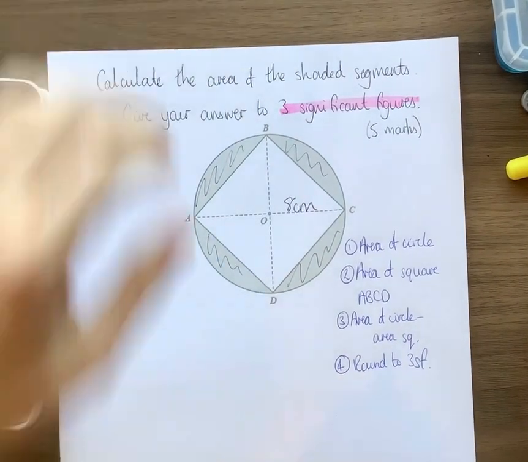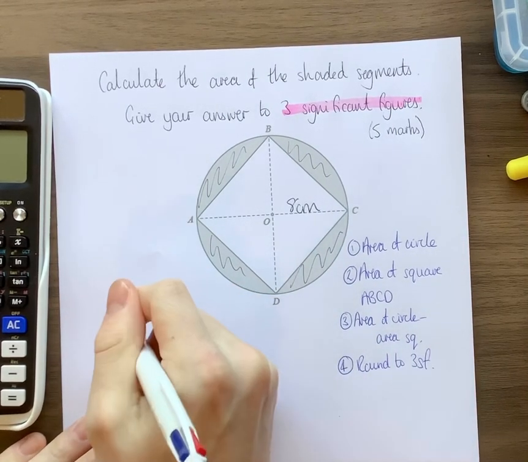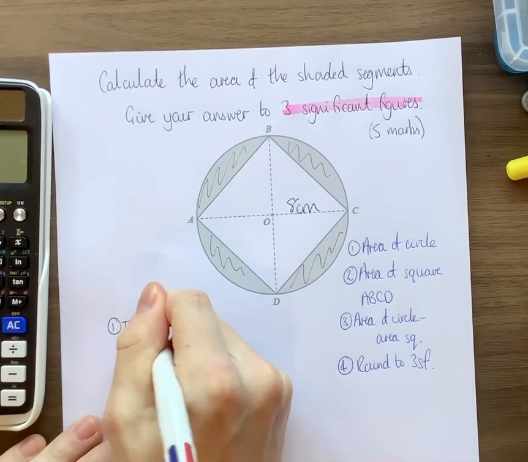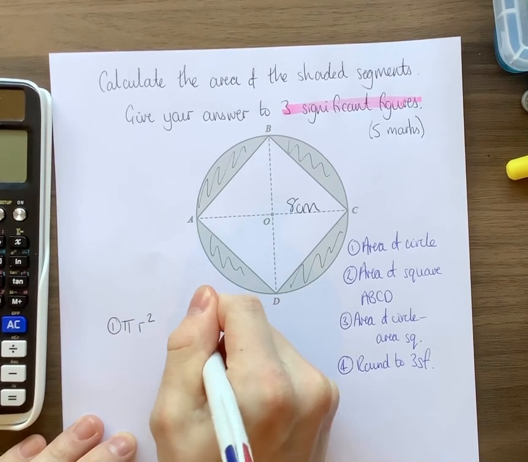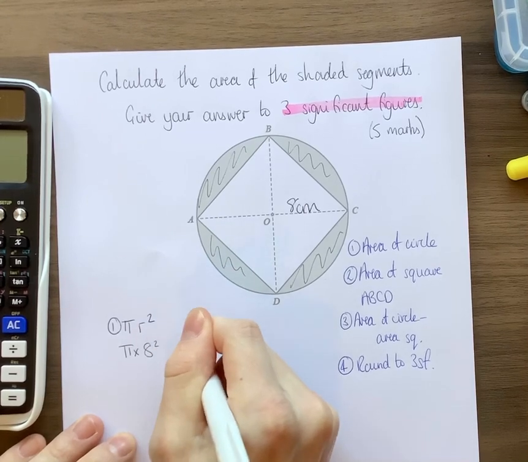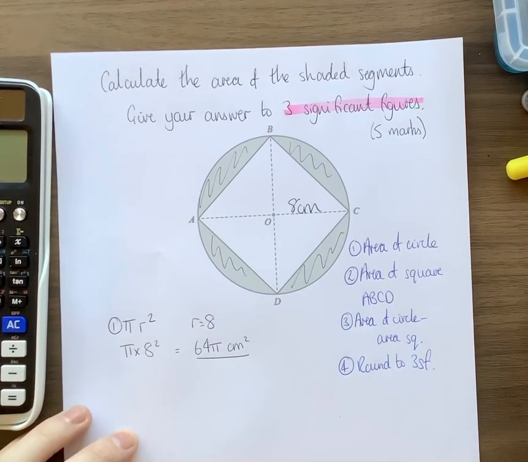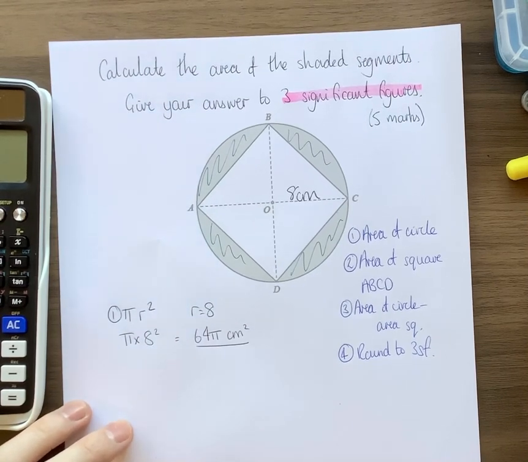So, part 1. Find the area of the circle. So my formula for area of a circle is pi r squared, when in this case the radius is 8. So I'm going to do pi times 8 squared, which is 64 pi. And I'm going to leave it like that right now. I'm not going to round at this point because that would make my answer less accurate.